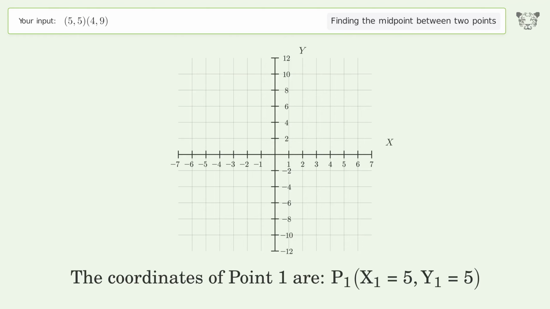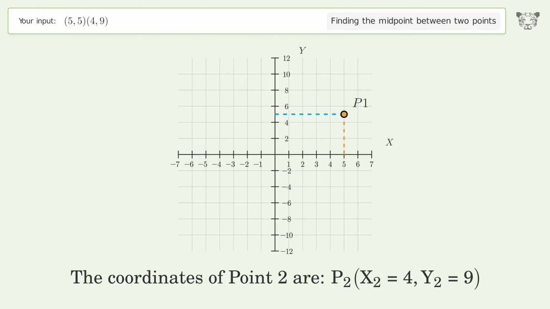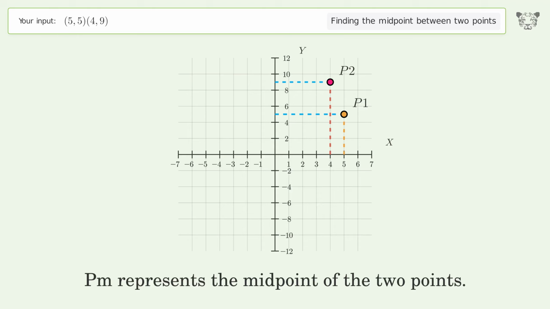The coordinates of point 1 are, x1 equals 5, y1 equals 5. The coordinates of point 2 are, x2 equals 4, y2 equals 9. PM represents the midpoint of the 2 points.